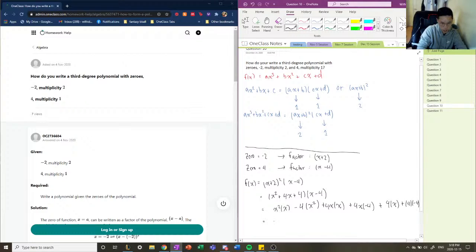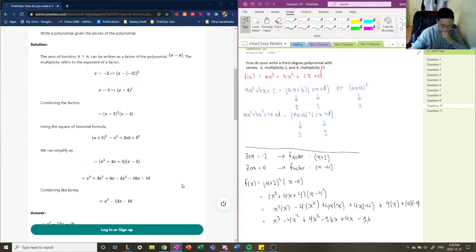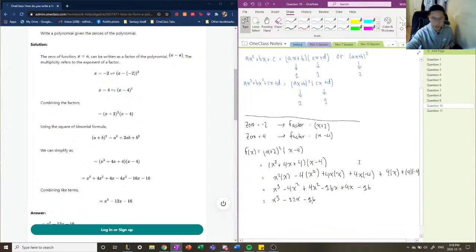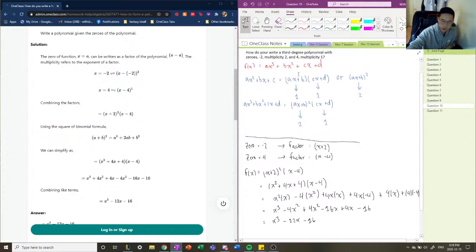Alright, and if we were to calculate all this, it'll be x cubed minus 4x squared plus 4x squared minus 16x plus 4x minus 16. Okay? So these obviously cancel out if we simplify, so we get x cubed minus 12x minus 16 as our third degree polynomial. Okay? So that's what multiplicity means, and from the zeros and multiplicities, we're able to find the full form of the polynomial itself.